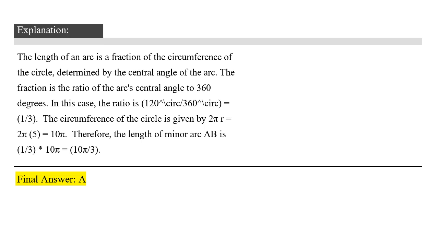The length of an arc is a fraction of the circumference of the circle, determined by the central angle of the arc. The fraction is the ratio of the arc's central angle to 360 degrees. In this case, the ratio is 120°/360° equals 1/3. The circumference of the circle is given by 2πr equals 2π(5) equals 10π. Therefore, the length of minor arc AB is 1/3 * 10π equals 10π/3.